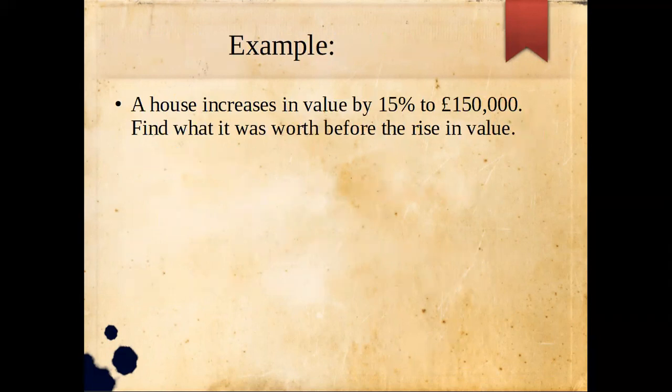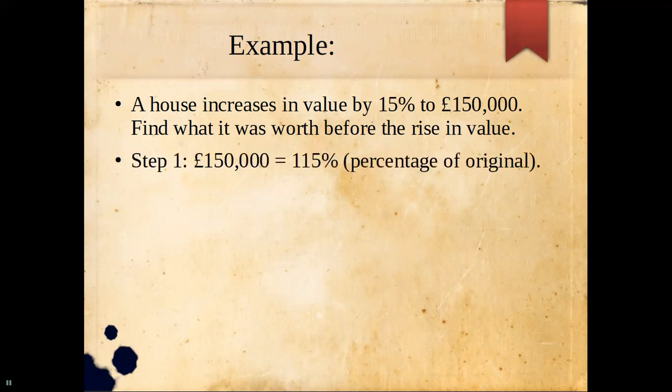Here's an example. I'm going to go through this because it's slightly more complicated. A house increases in value by 15% to £150,000. Find out what it was worth before the rise in value. Step 1: £150,000 equals 100% plus the increase, which is 15%, so it equals 115%. It might be hard to get your head around a percentage being greater than 100, but it's basically just saying £150,000 is 115% of the original value.